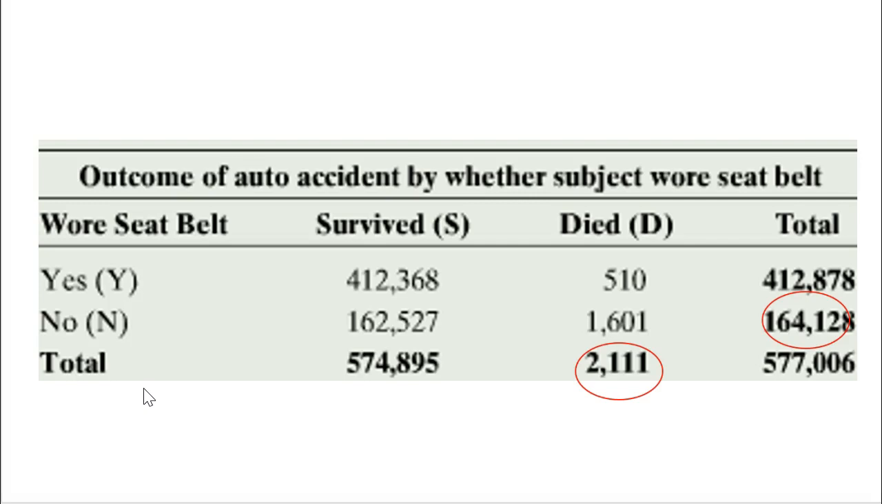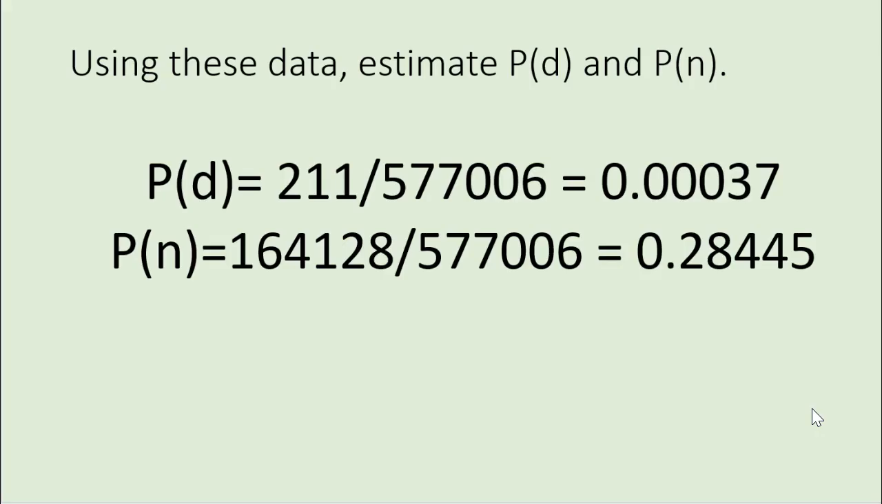We want to use these data to estimate the probability that a person dies and the probability that they didn't wear a seatbelt. So notice here we have a total of 2,111 people who died, and we have 164,128 people who were not wearing their seatbelts, all out of a total of 577,006 people. Using these two values, we can find the corresponding probabilities.